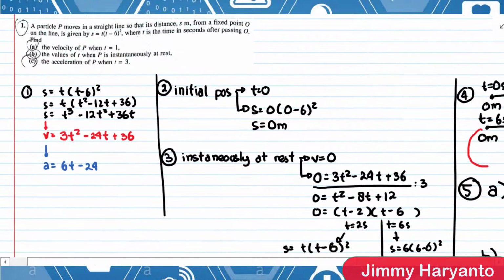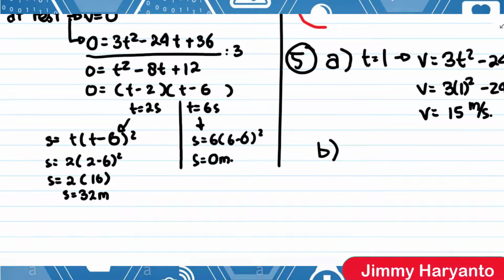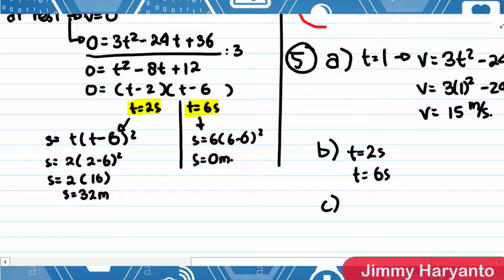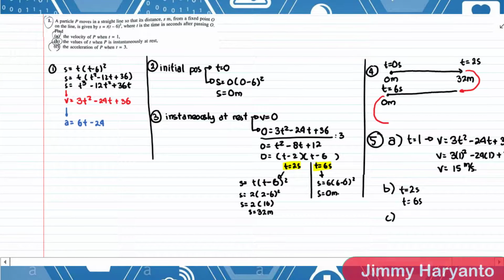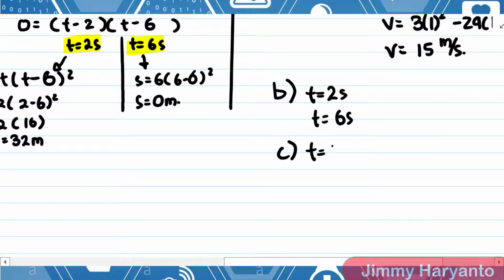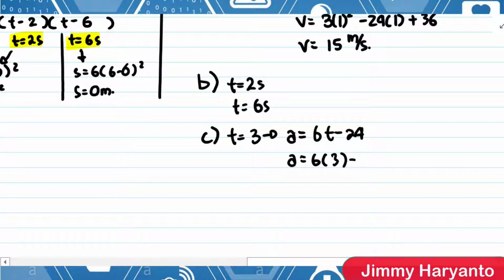Next is B. For the B, the question wants you to find the value of t when P is instantaneously at rest. We already have the answer. It will be at t equals 2 seconds and also t equals 6 seconds. Number C. For the C, we have the acceleration of P when t equals 3. When t equals 3, the value of the acceleration will be 6t minus 24. So if we substitute the 3 into the equation, you will have negative 6 meters per second squared.